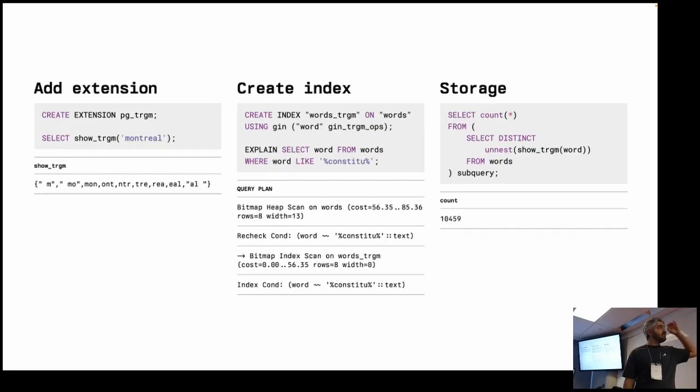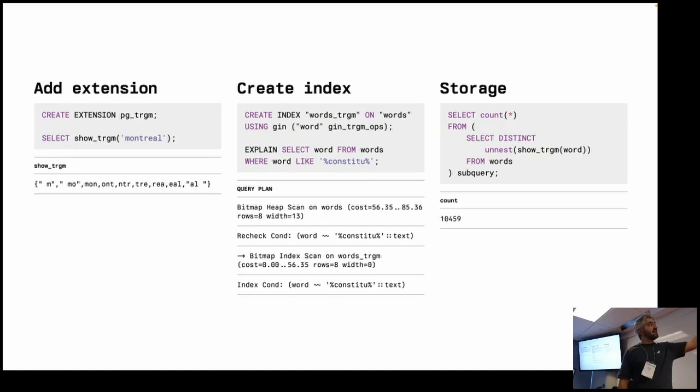Here's an example from Postgres. There's an extension for this called pg_trgm. Here I'm just showing you what you get from Montreal. It adds a couple spaces at the beginning, so it basically treats every word as starting with 2 spaces and ending with 1 space. The idea behind that is it will weigh word boundaries higher than the middle of the word, which is probably what you're looking for as a user.